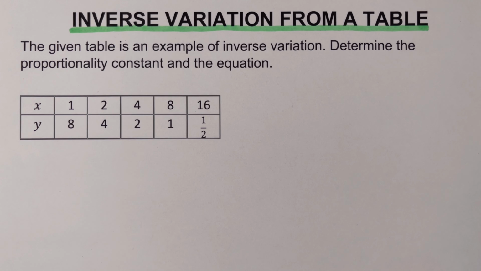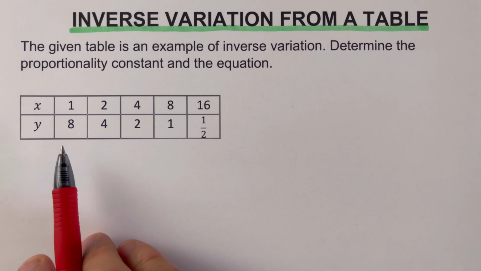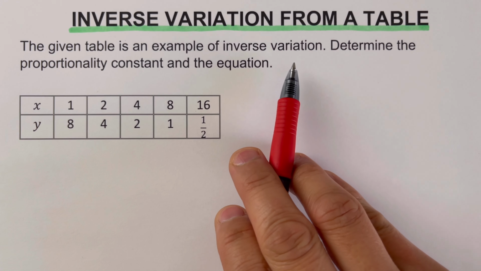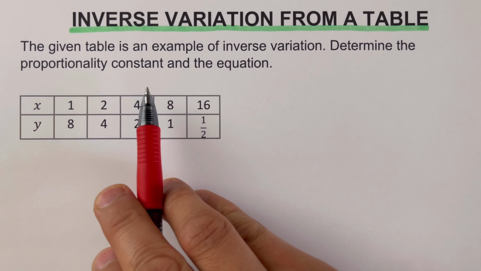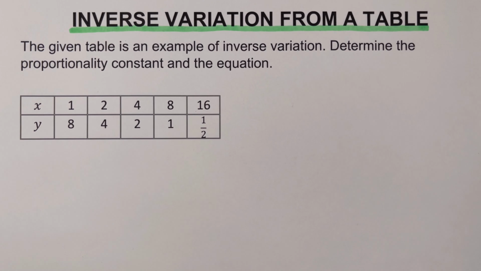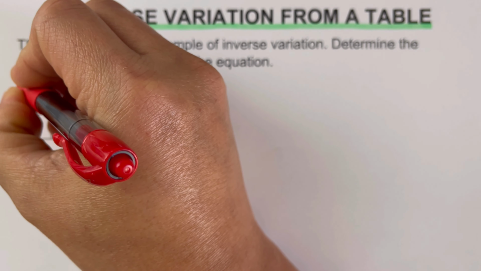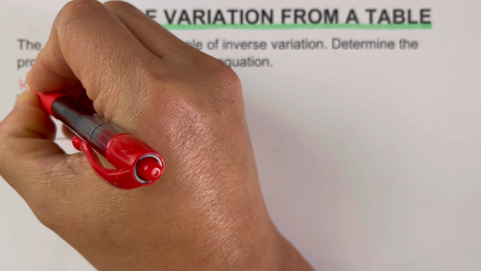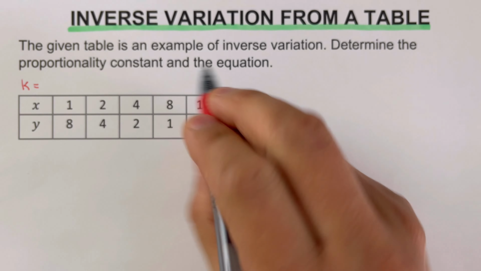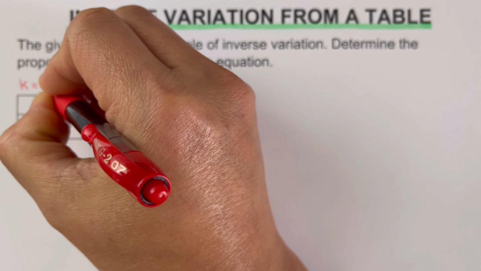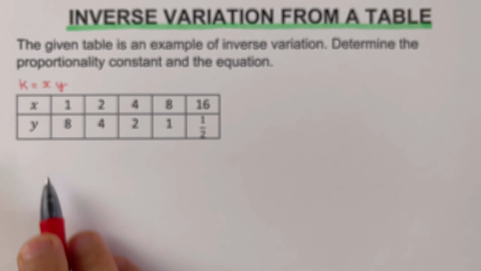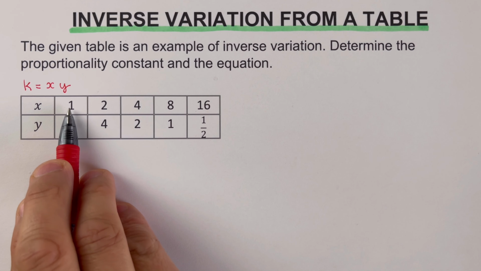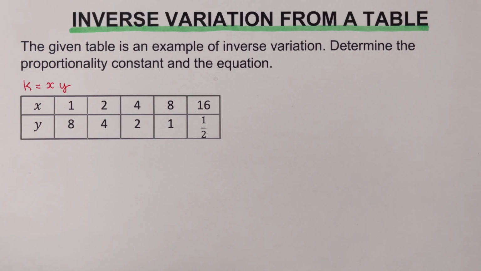Okay, going back to the example right here, this table is an example of an inverse variation. Determine the proportionality constant, which is k, and the equation that would work for this table. So in this example, we first determine the value of k. Remember that k, the proportionality constant for an inverse variation, is the product of x and y. So I multiply x and y here.